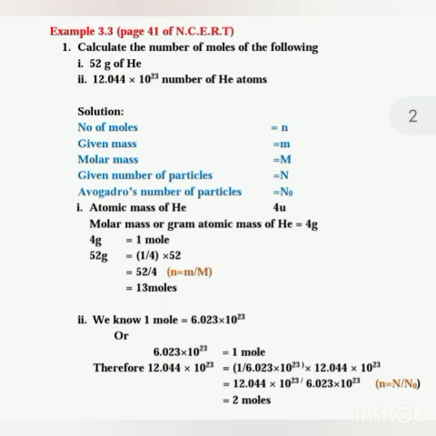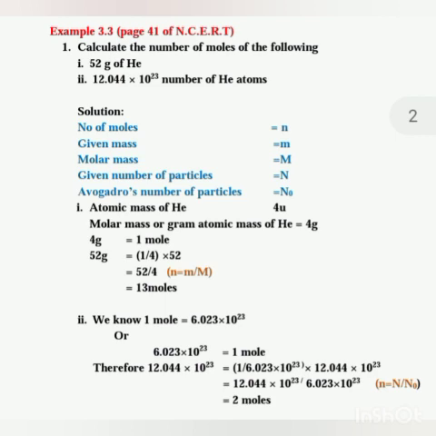Now here you can see this formula. It is written n is equal to small m by capital M. Here you can see 52 is divided by 4, so n is equal to 52 divided by 4. The number of moles is denoted by small n, and 52 is the given mass. So n is the number of moles, m is the given mass, and 4 here is the molar mass. I hope it's clear to everyone.